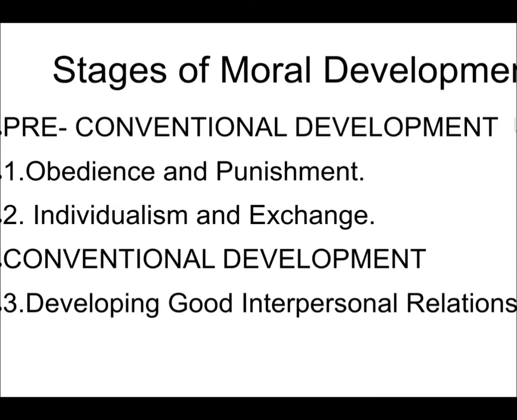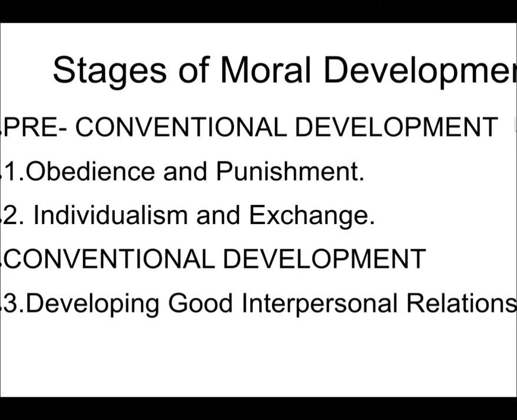The next is conventional development. This is the second level, and the third stage is developing good interpersonal relationships. As we can see, the good girl and good boy concept is also there. Whatever they are doing, they want to become a good girl or good boy in front of the adults.